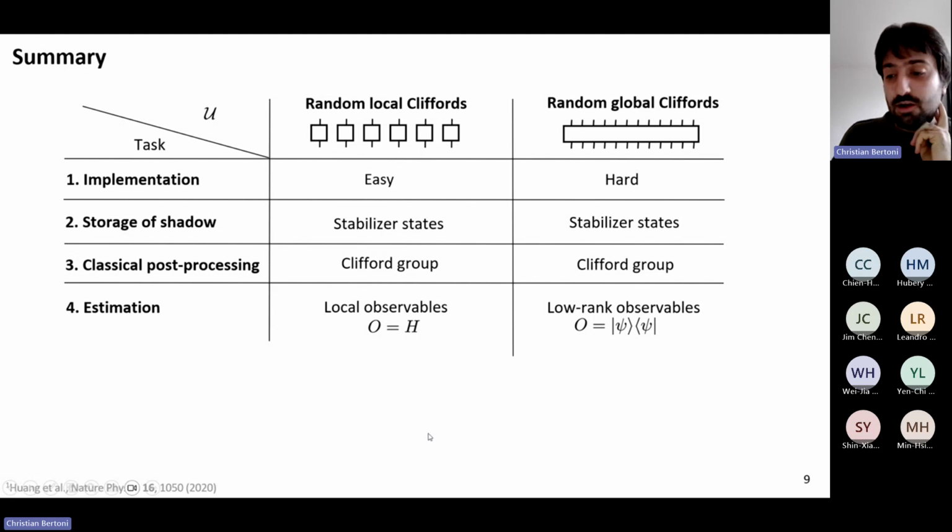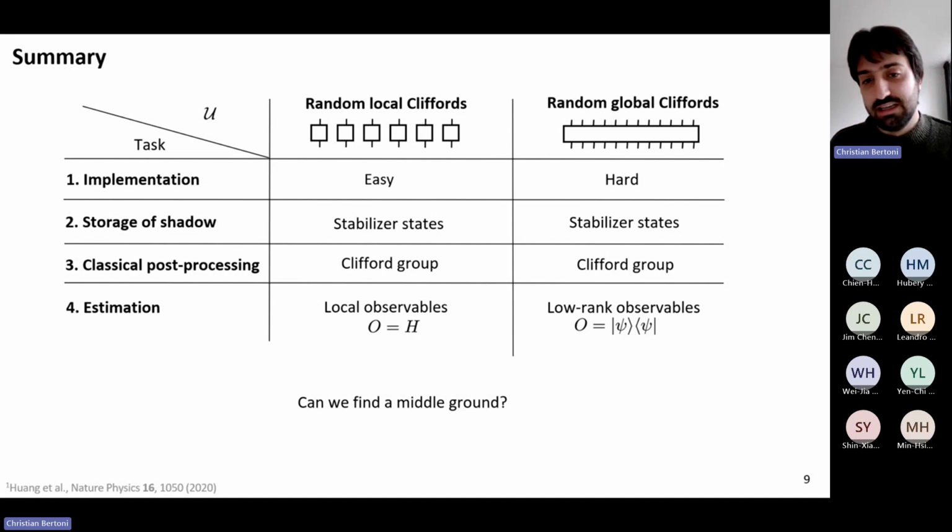And the aim of our work is to sort of find a middle ground between these two extremes that are completely local and completely global, find some middle points, which ideally would inherit the good properties from both.